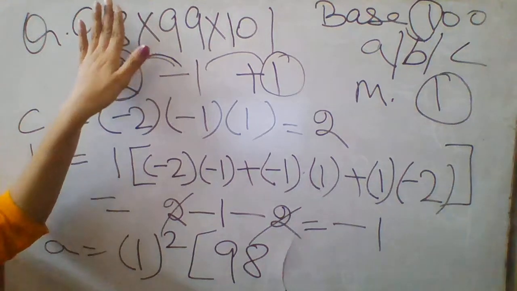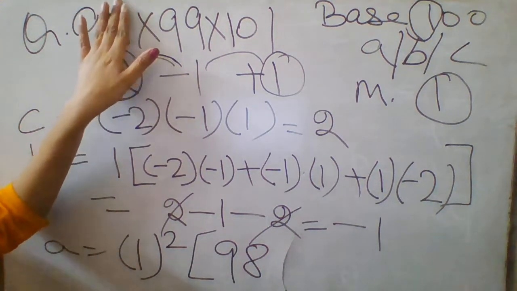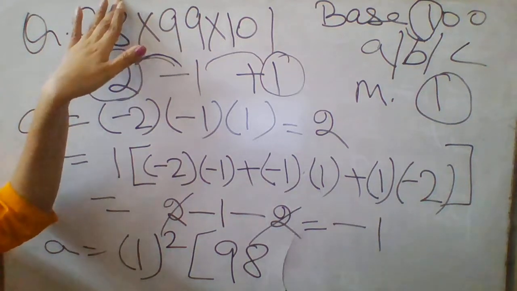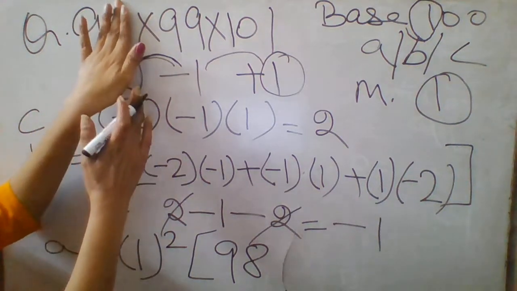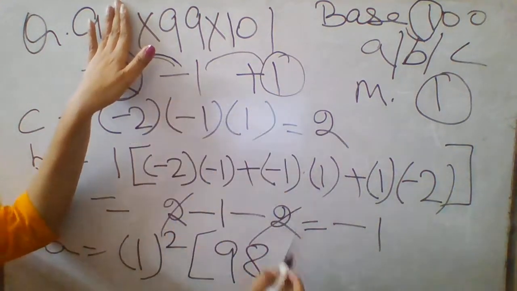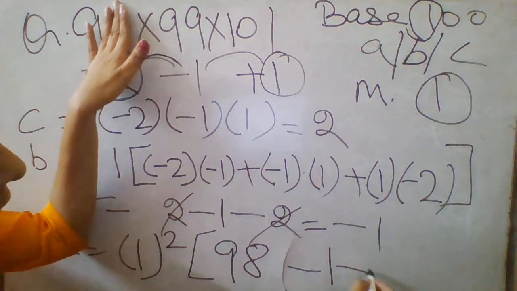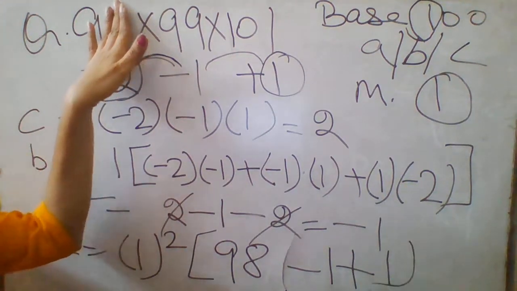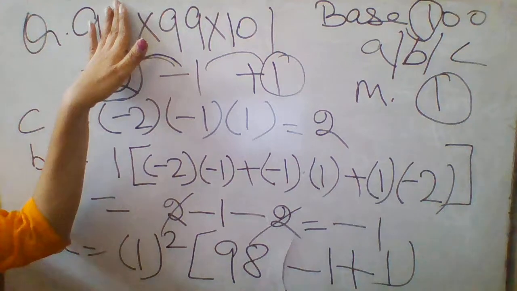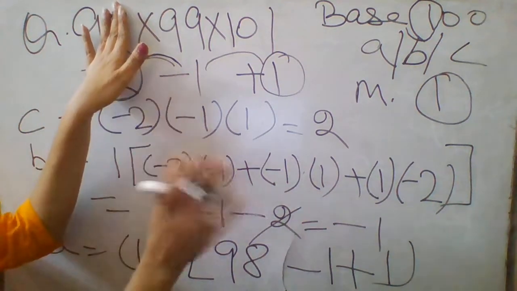And now you see this -2 I have to hide. So if I have taken 98 here, I will not take this -2. But what are the remaining two terms? -1 and +1. So I will write down here -1 and +1. Why? Because if I have taken 98, I will not take the number below it.